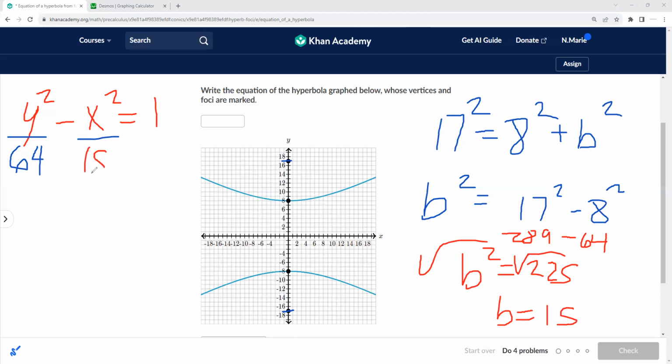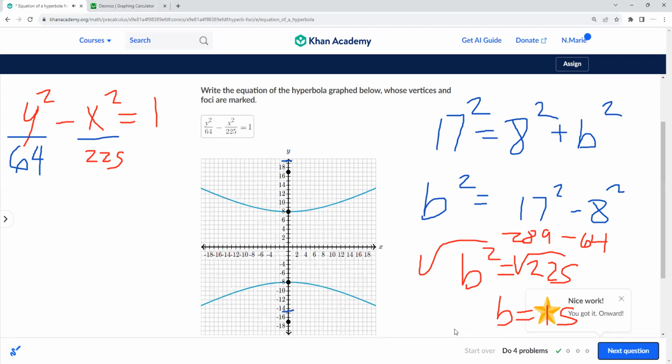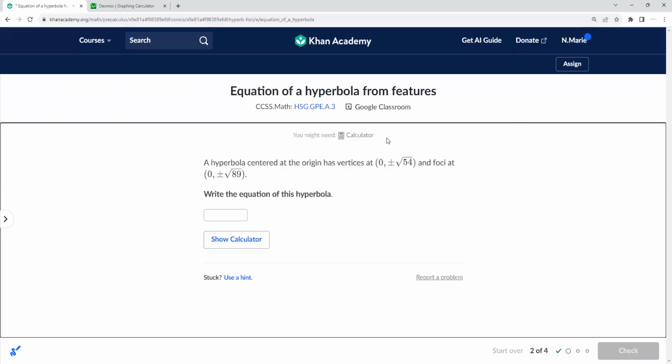So that's 15, and there is your, oh, you should square it though, actually. So it's 15 squared, which is 225. Don't forget to square it. When it's in the formula, it should be squared. I have students make that mistake, so just be careful. And so let's type in our formula. There it is. That's our equation for this hyperbola.